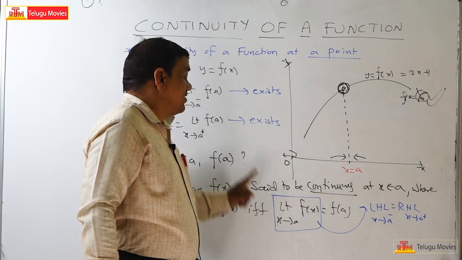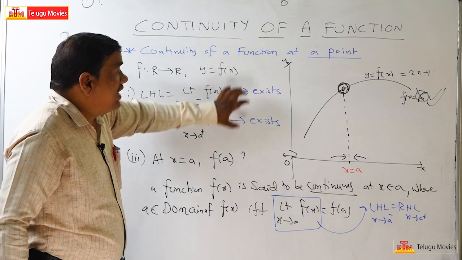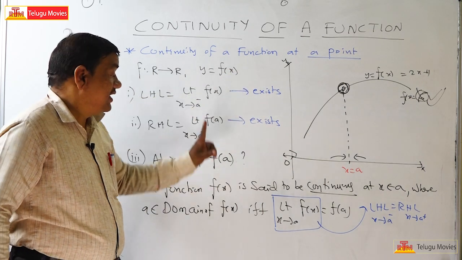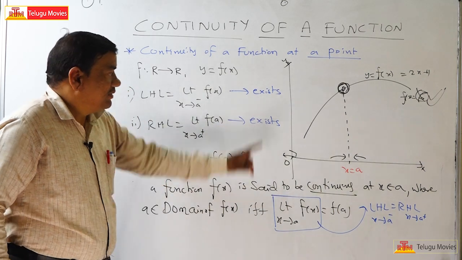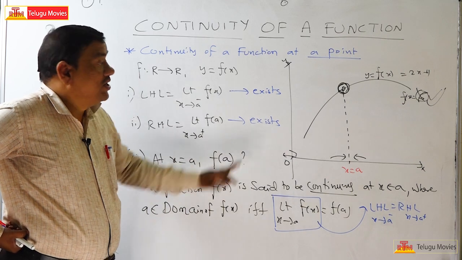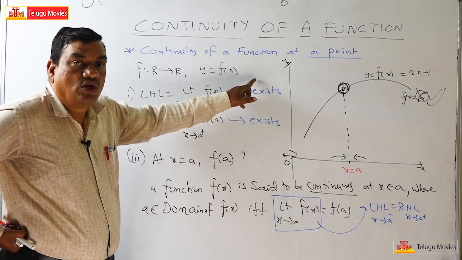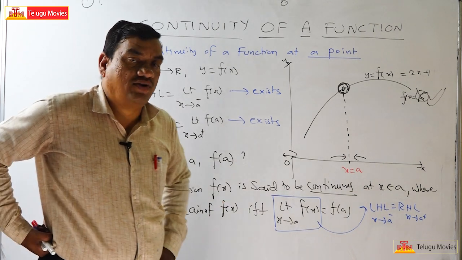Then we say that the limit as x tends to a of f of x exists. Whatever value you get, the f of a value should also come the same. If it is 5 by 2, this is also 5 by 2. If it is 6, then 6, 6. If it is root 2, this is also root 2. That means the 3 values should be equal.